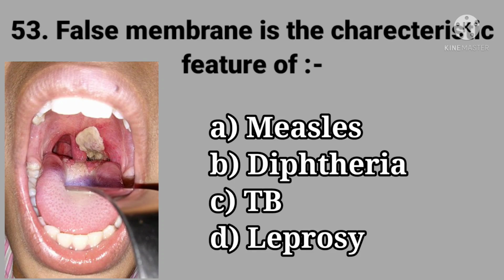The next question, false membrane is the characteristic feature of. The options are measles, diphtheria, TB and leprosy. False membrane as seen in picture. The false membrane is the characteristic feature of, and the answer is diphtheria.